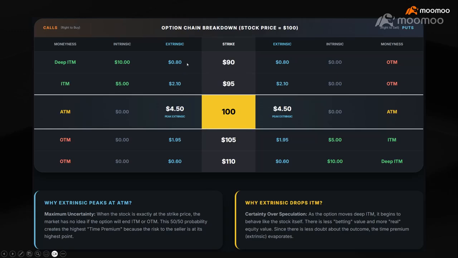But as it goes deeper in the money, you will realize that the extrinsic value is getting lesser and lesser, and your intrinsic value is getting higher and higher because you can access it. Because remember the extrinsic, how you calculate? Because the deeper the money goes, the lower the price you can buy the underlying at for the call.